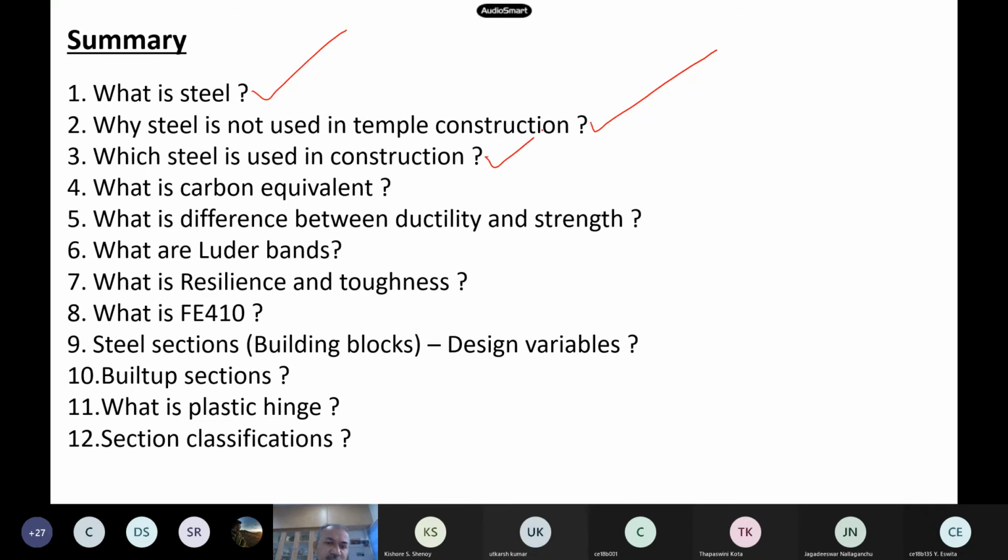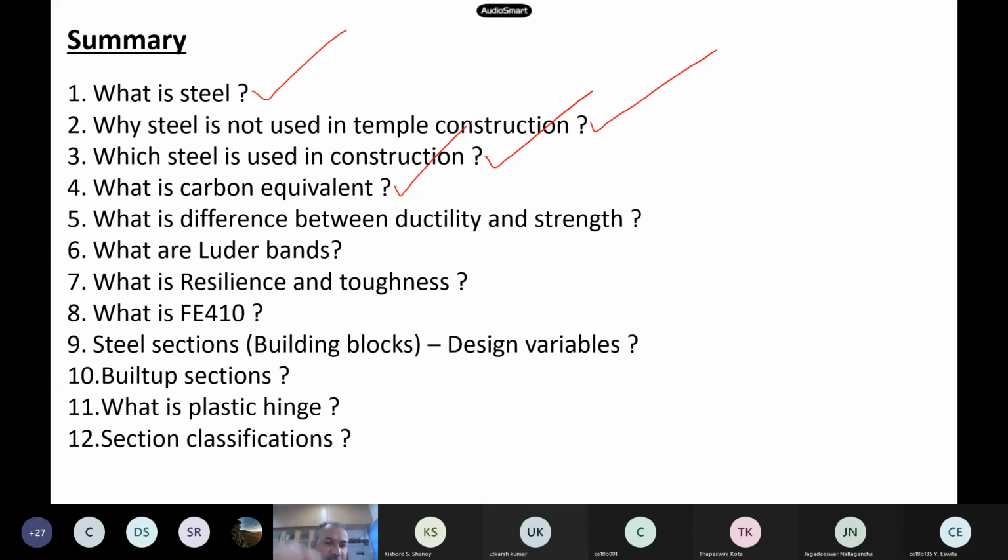Now which steel is used in construction right now? I have told you, right? Cast iron, wrought iron, so many things are there. Which one are we using in construction right now? Mild steel, cast iron, wrought iron, stainless steel, or what steel are we using? Our code also says mild steel. Excellent. If you know this one, you have understood.